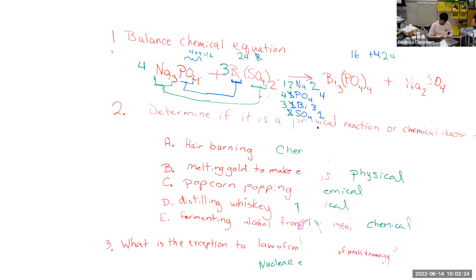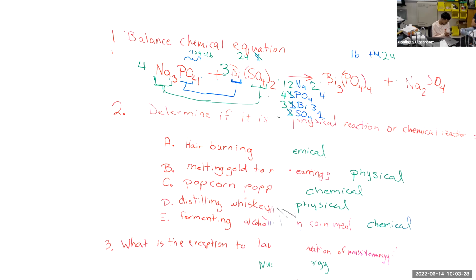How many sulfates do I have? 6. I have a total of 6. So 3 times 2. Okay, so then over here, what am I going to use to balance it out? 6.